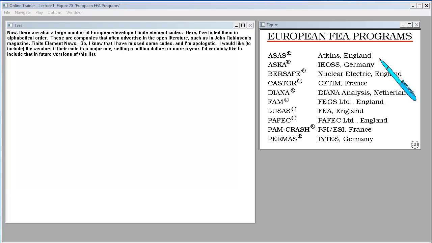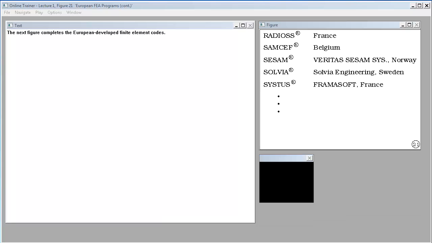I would like the vendors, if their code is a major one selling $1 million or more a year, I'd certainly like to include that in future versions of this list. The next figure completes the European developed finite element codes.